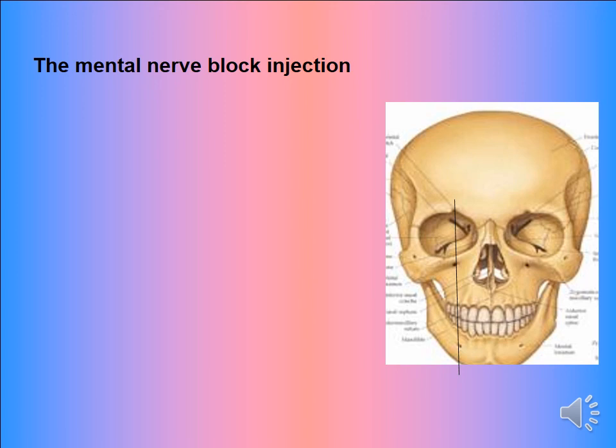If the patient looks forward, the pupil, the infraorbital foramen, and the mental foramen are in one line. So we can imagine this by drawing an imaginary line from the pupil going downward, and we know the site of the mental nerve.